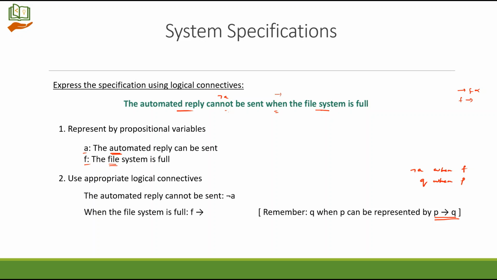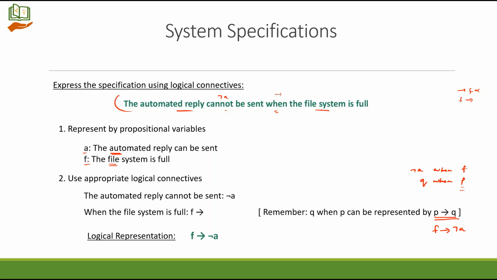How do you actually represent it using the implication operator? It is P implies Q. So what is P here? It is F implies, what is Q? It is negation of A. This is how you will be representing it logically.